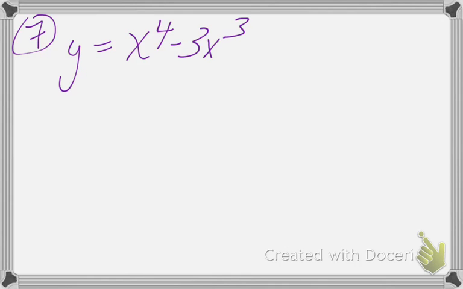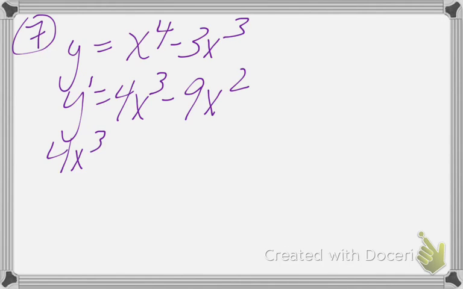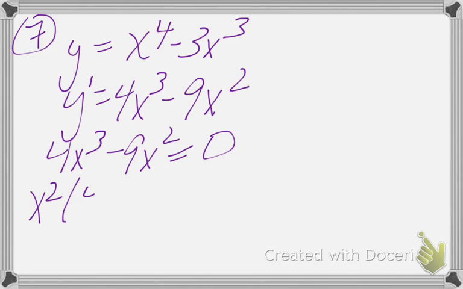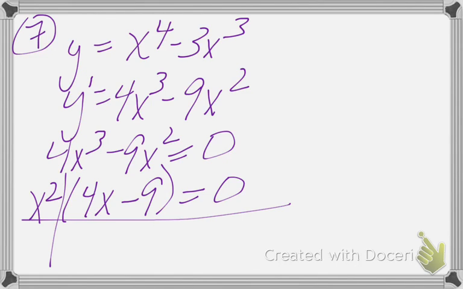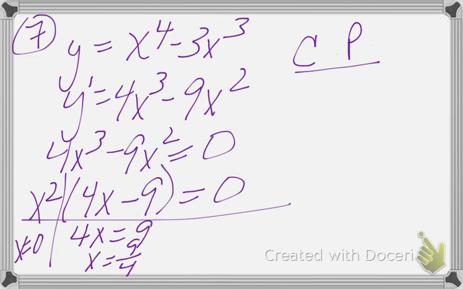Okay, last problem. This is number 7. And we have to do everything. Okay. So first we'll do the derivative. Set that equal to 0. We could factor out an x squared. We're going to get two answers here. We're going to get x equals 0 and 4x equals 9, so x equals 9 over 4. Okay, so we needed critical points, so our critical points are x equals 0 and x equals 9 over 4.